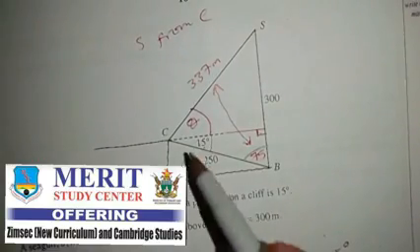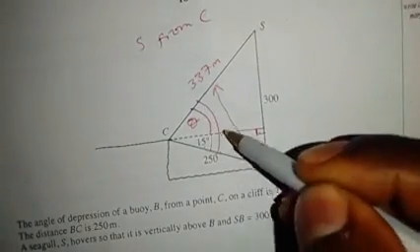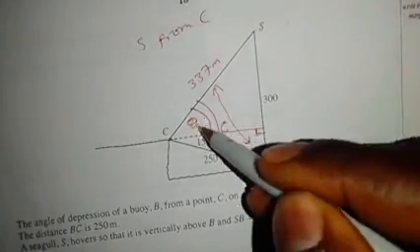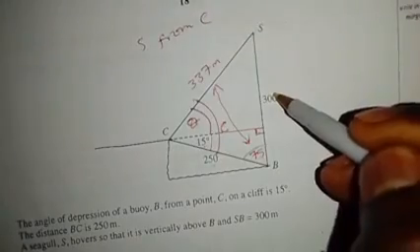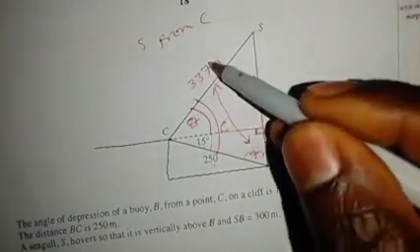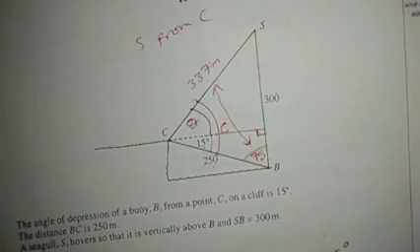To find angle theta, you can find first the whole angle at C, which includes theta and 15. This whole angle at C is opposite to 300 meters. And 337 and 75 complete a set, making the sine rule a possibility. So I'm going to write sine C.